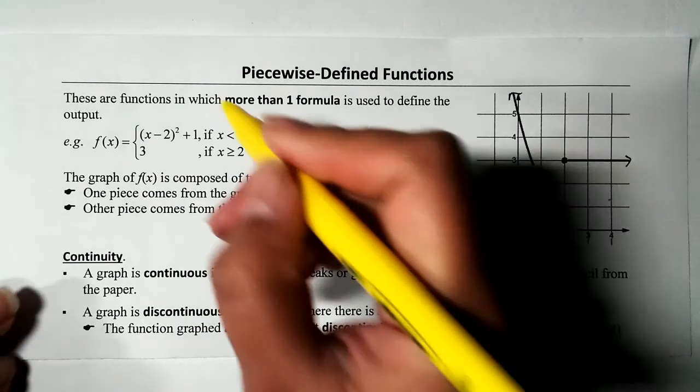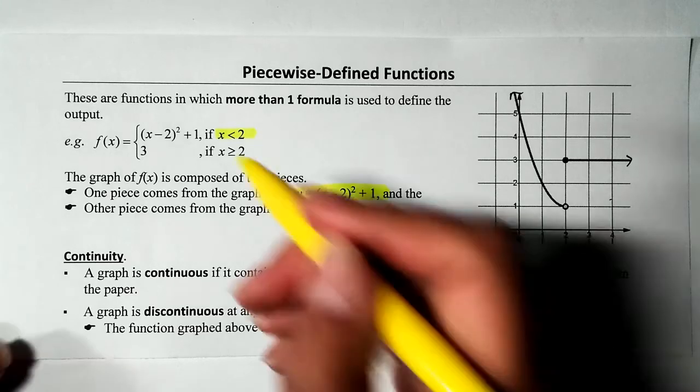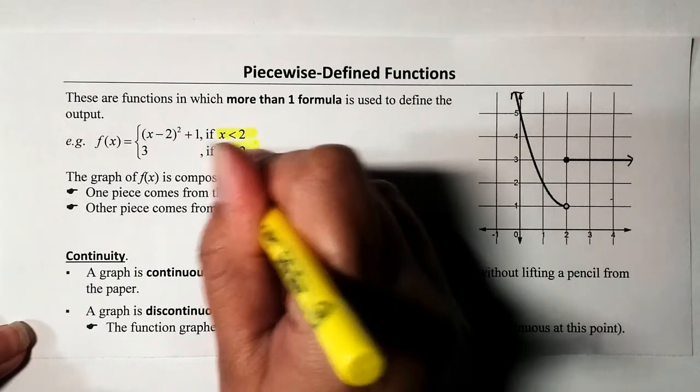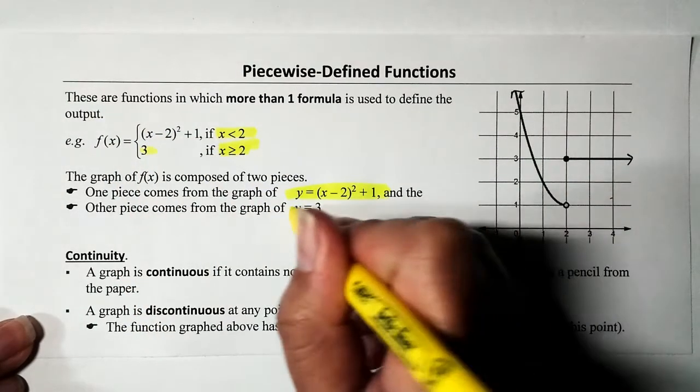But for the domain, if x is less than 2. Now, what if we're looking for input values or x values that are at least 2, hence greater than or equal to 2? Then that piece is going to be defined by y equals 3.